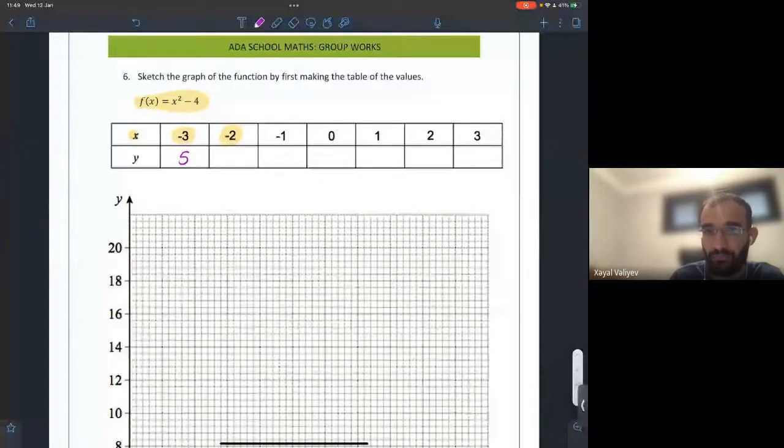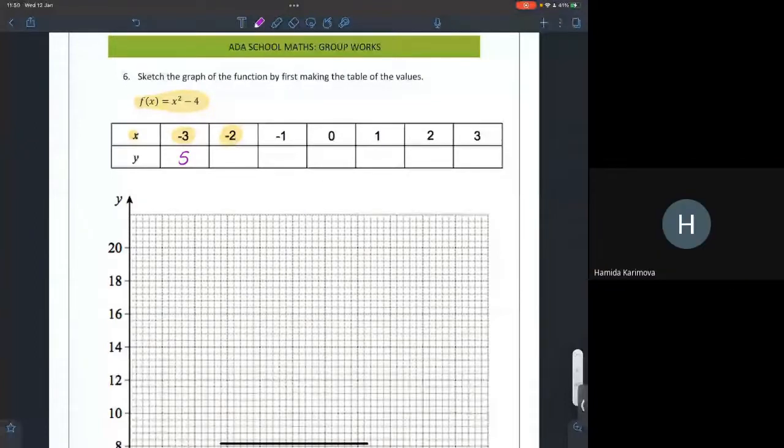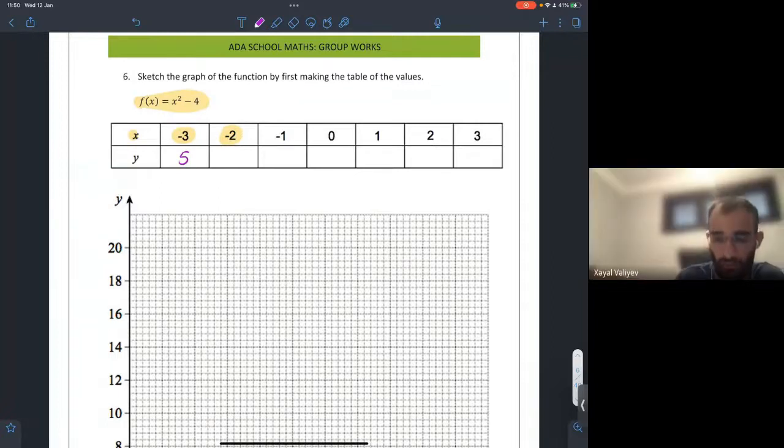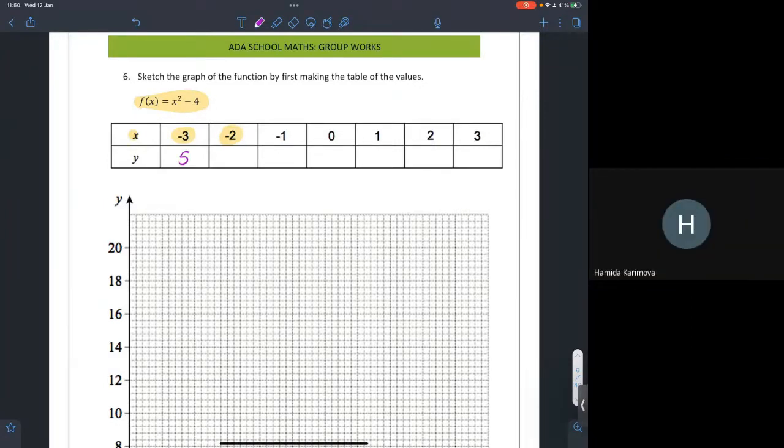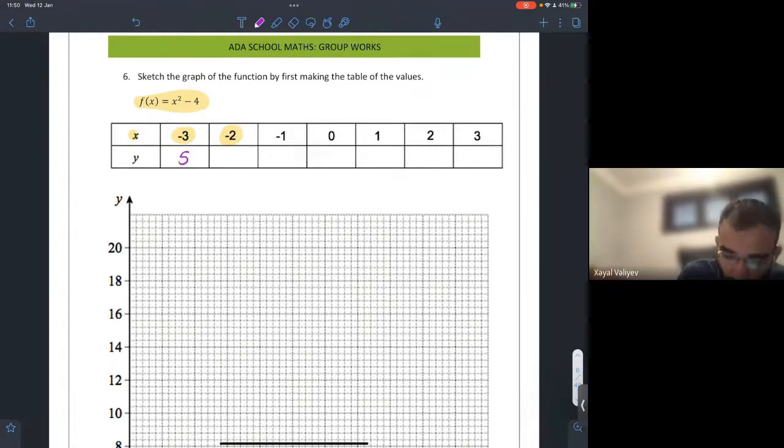Hamida, are you here? Yes. At negative 2, x squared minus 4 would be? 4. Okay, so at negative 2, x squared minus 4 would be? 0. Would be 0. Very well. Thank you.